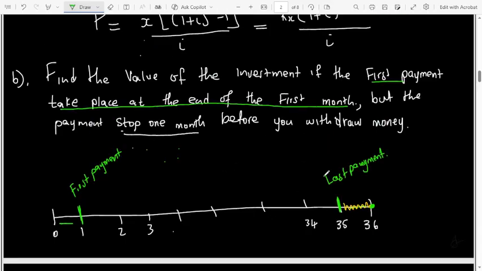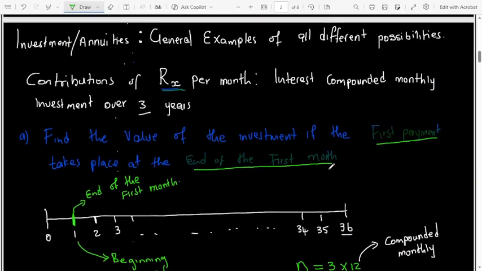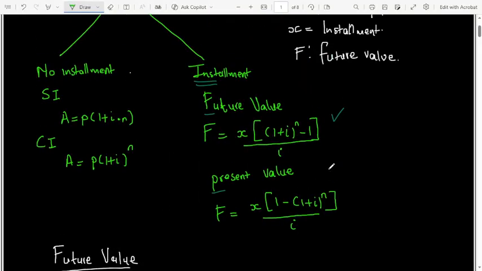I hope you understand what is going on here. So look at this. We need to choose the formula now. Let's go back to the formulas. You need to ask yourself, do we have installment or no installment? We have installment, so I'm just going to tick that. Is this the future or the present value? This is the future because it's an investment. So this is the formula that we need to use.